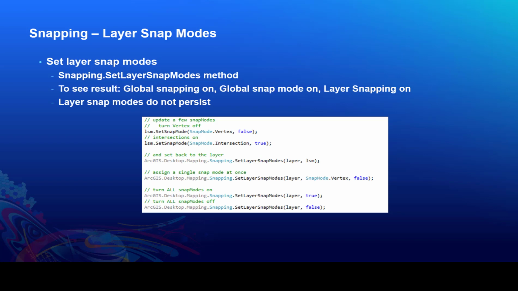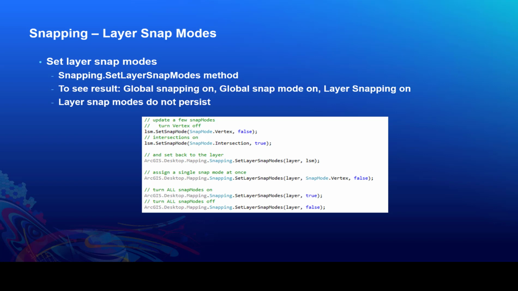To assign a single snap mode at once, I can use that syntax set layer snap modes layer vertex false. It's a bit easier than retrieving the object, it just bypasses that. Or I can turn all snap modes on, or all snap modes off. So set layer snap modes layer true, set layer snap modes layer false. So there's a bunch of different ways that you can set these layer snap modes. Now, a couple of caveats. With this information, you can start to build your own UI. We provide a sample in the community samples that shows you an example of this, and there are also some comments in the concept help as well. But Narelle's also going to show you a demo coming up.